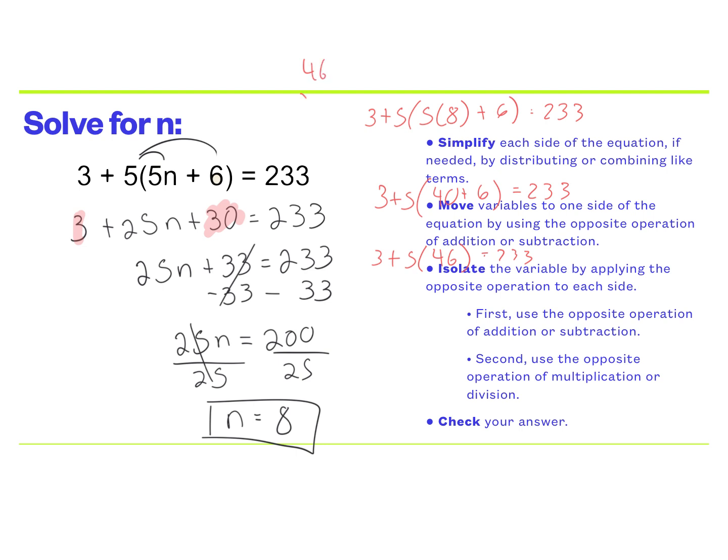46 times 5 is 230. So we have 3 plus 230 equals 233. And 230 plus 3 is 233. Therefore, while you checked your work, it was able to be solved. And you know it's correct because it equaled the same thing on both sides.